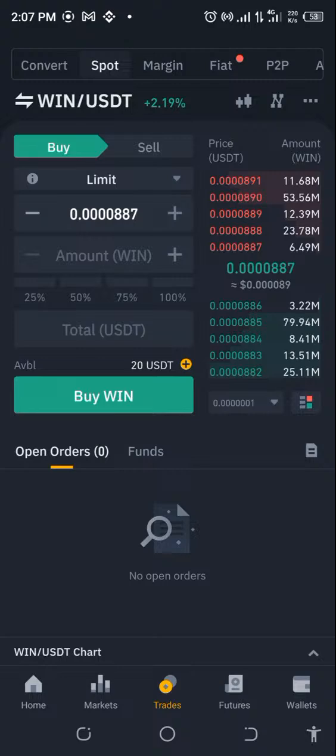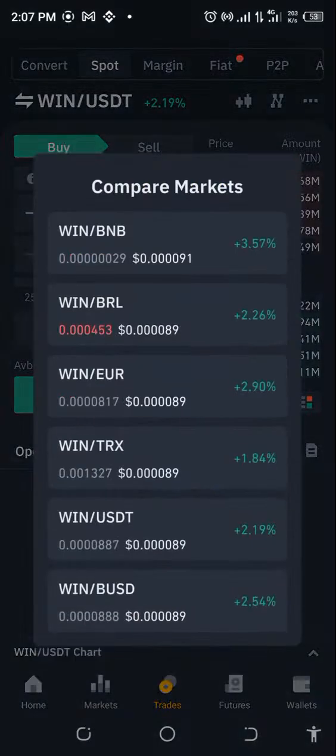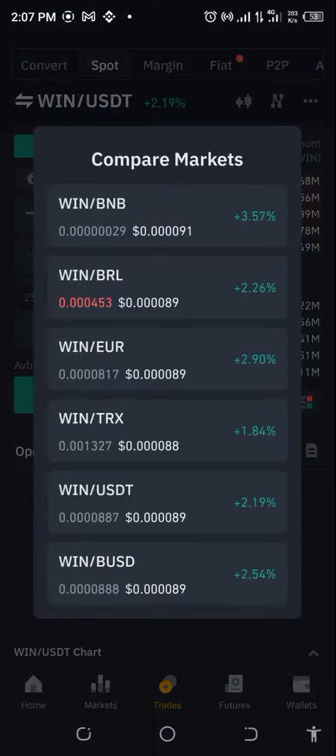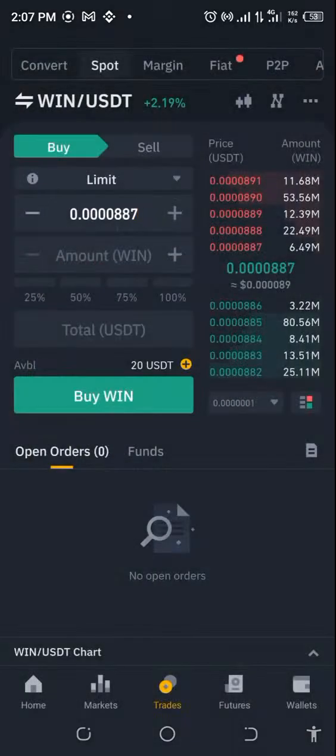USDT. So let's go over quickly to the compare markets and see what we have. We have Win USDT as 0.00000089 and Win BNB as 0.000091. So let's go ahead and try this out with the basic simulation using Win USDT.